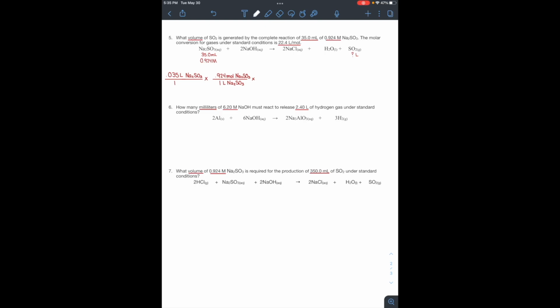So this is the time to look at the actual mole to mole ratio in the equation. We have 1 mole of sodium sulfite for every 1 mole of sulfur dioxide gas that's made. From there, we're in moles of sulfur dioxide gas, so we can use that molar conversion of 22.4 liters per mole. We'll put 1 mole of sulfur dioxide gas on the bottom and 22.4 liters of SO2 on the top. Plug that into your calculator. Really, all you're doing is multiplying everything across the top, and everything on the bottom was a 1. Your answer should be 0.724 liters of SO2.